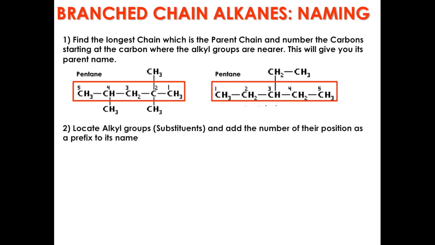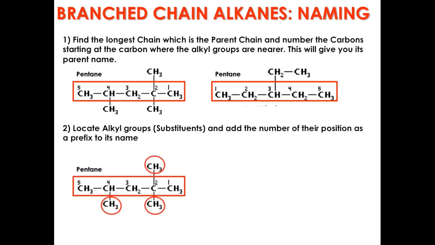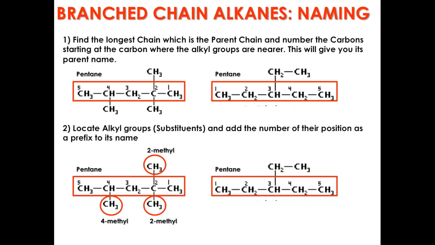Second, locate alkyl group substituents and add the number of their position as a prefix to the name. Here we have 3 substituents and they're methyl, so we're going to call it 2-methyl, 2-methyl, 4-methyl. In the second example, it is bonded to the third carbon, so it's 3-ethyl.